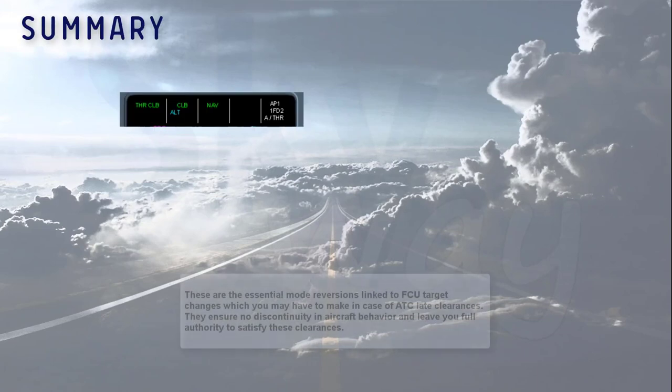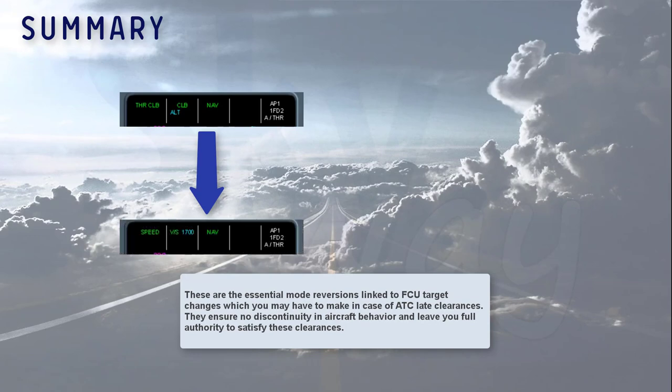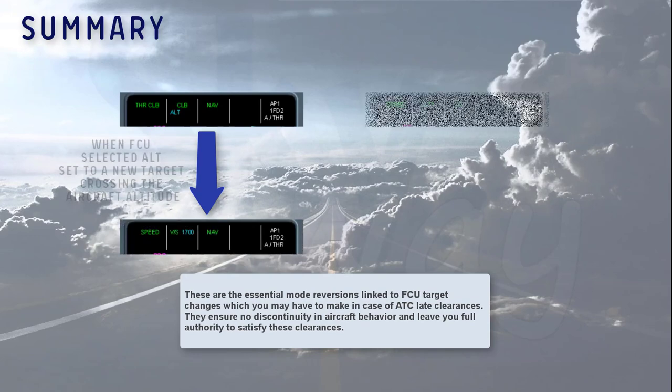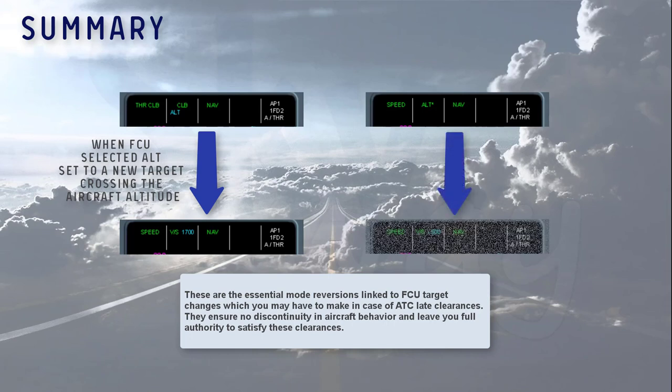These are the essential mode reversions linked to FCU target changes which you may have to make in case of ATC late clearances. They ensure no discontinuity in aircraft behavior and leave you full authority to satisfy these clearances.